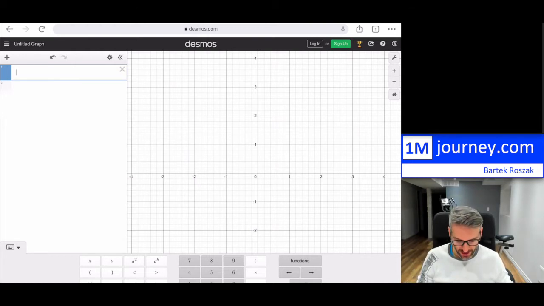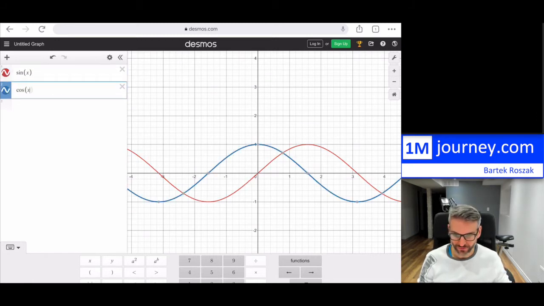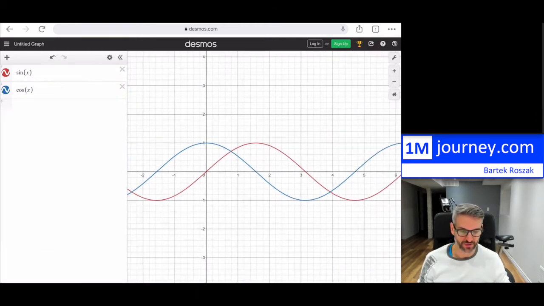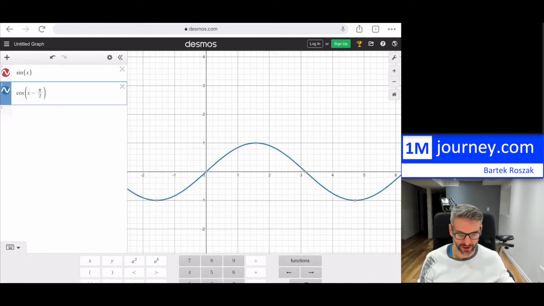Notice the x, that's your sine, and if you wanted your cosine, it's just going to be a shift. That blue one we can shift over to the right. This scale is in radians, so I'm going to say minus pi over 2 here, and notice it maps right on top. That's what you have there.